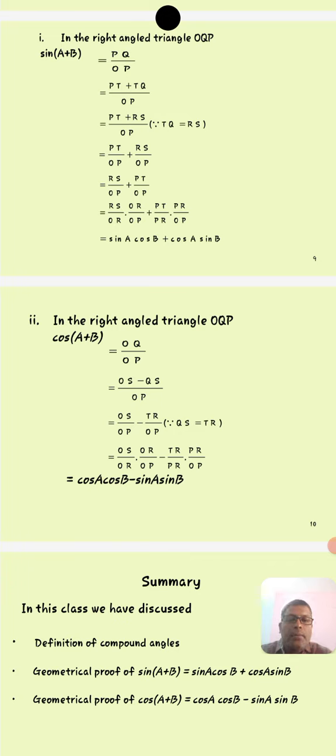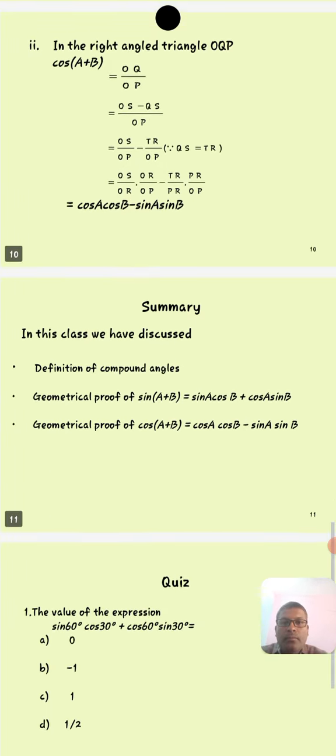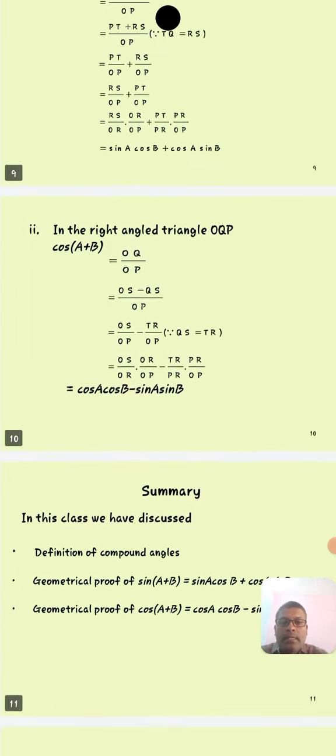This is a very important proof, and also you have to remember this formula. What is the formula of sine of A plus B? Sin A cos B plus cos A sin B. And what is the formula of cos of A plus B? Cos A cos B minus sin A sin B. Okay, clear? Do you understand it clearly?